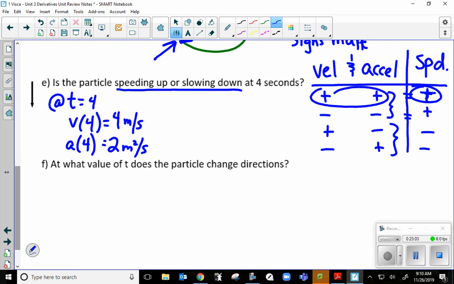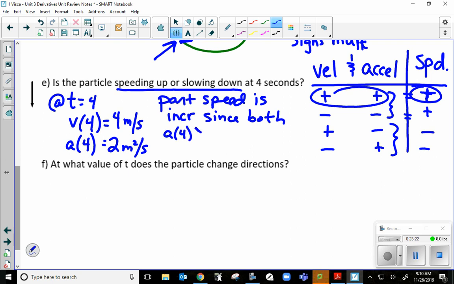So we're going to explain that right here. Say, particle speed is increasing since both, and you can write this several different ways. A of 4 is greater than 0, and V of 4 is greater than 0.